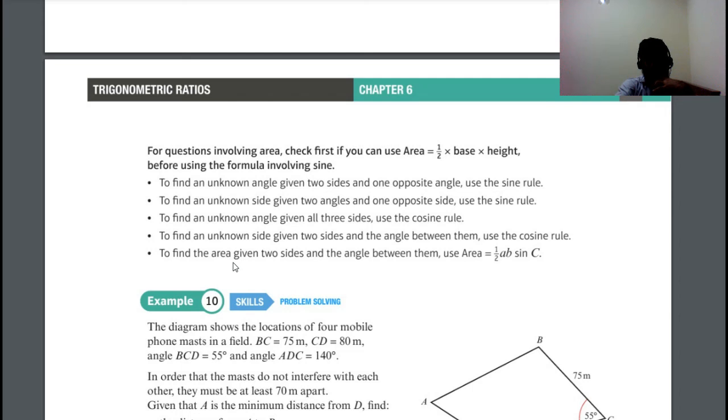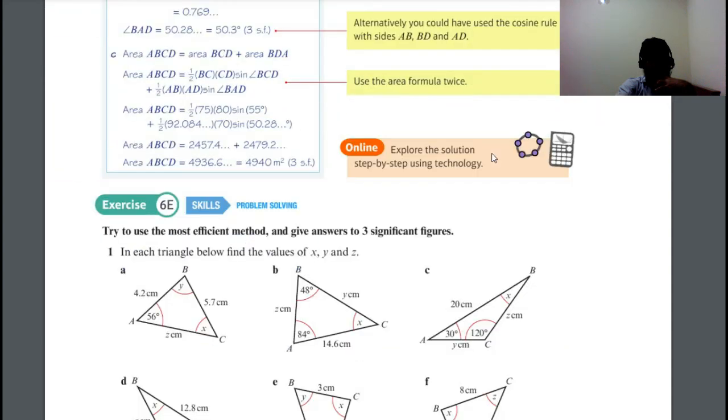Half into base into height. If the data is given, use this one, otherwise use that. Area using sine rule.